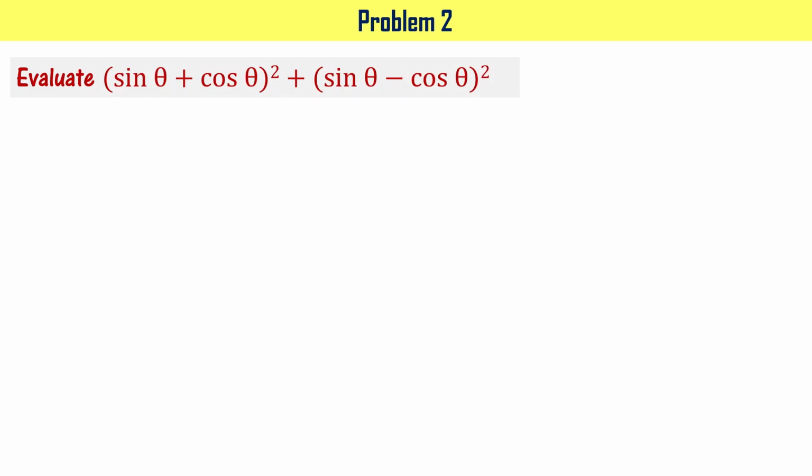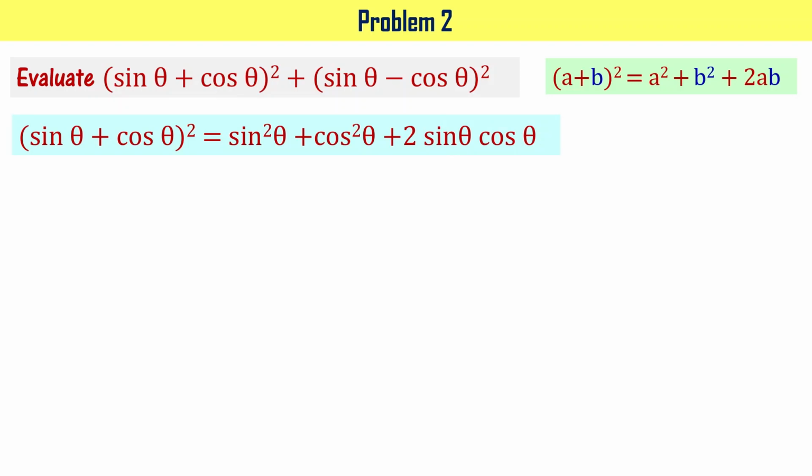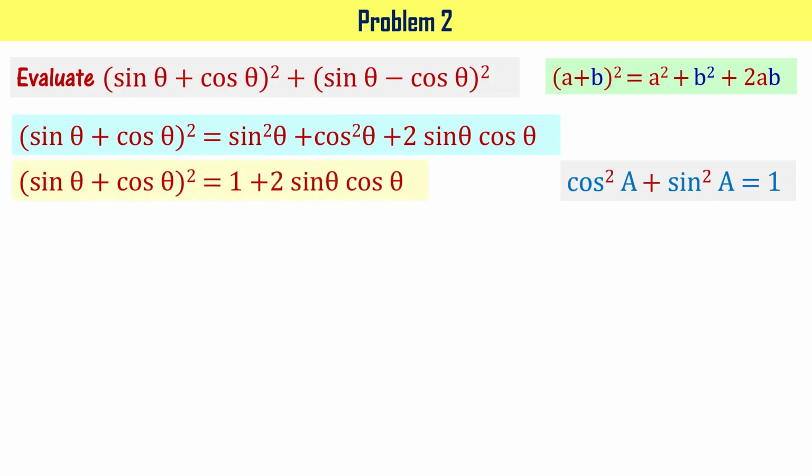Evaluate sin theta plus cos theta whole square plus sin theta minus cos theta whole square. We know that a plus b whole square equal to a square plus b square plus 2ab. So sin theta plus cos theta whole square becomes sin square theta plus cos square theta plus 2 sin theta cos theta. And we know that cos square a plus sin square a equal to 1. That is one of the trigonometric identities we learned just now. So using this trigonometric identity, we can rewrite the earlier expression as 1 plus 2 sin theta cos theta, right? So sin theta plus cos theta whole square equal to 1 plus 2 sin theta cos theta. Please take a note of that.